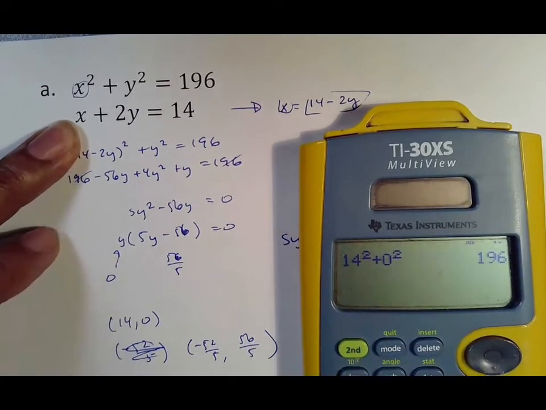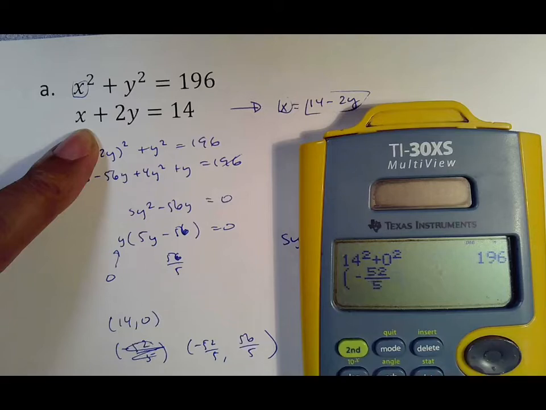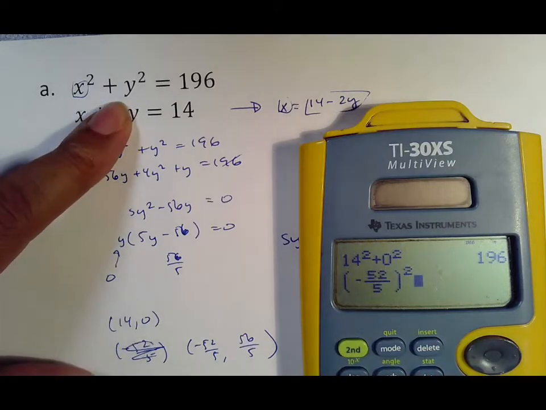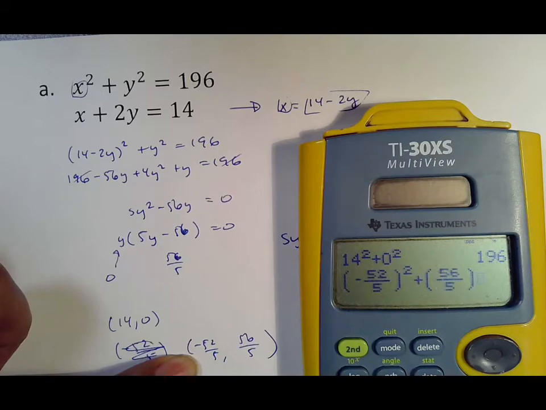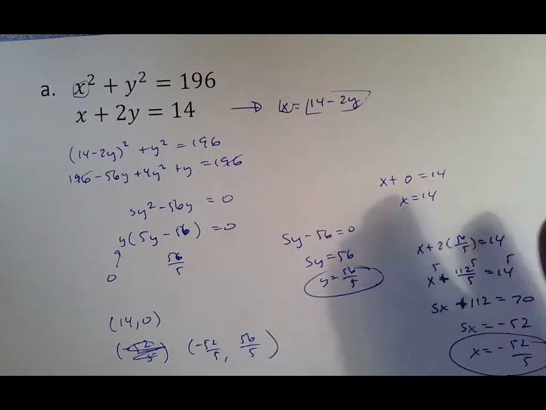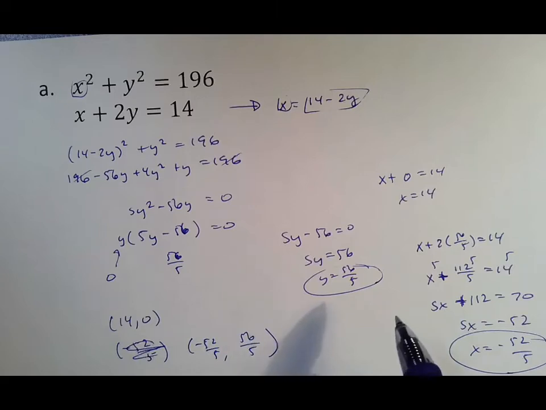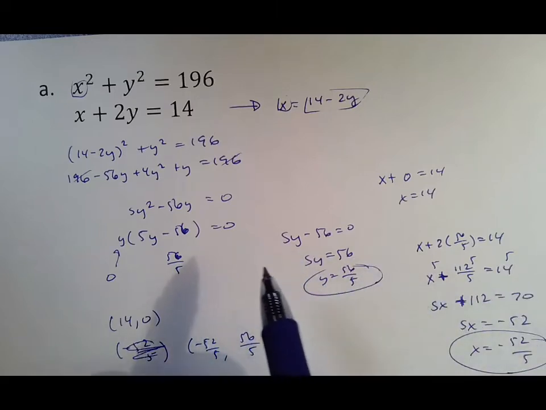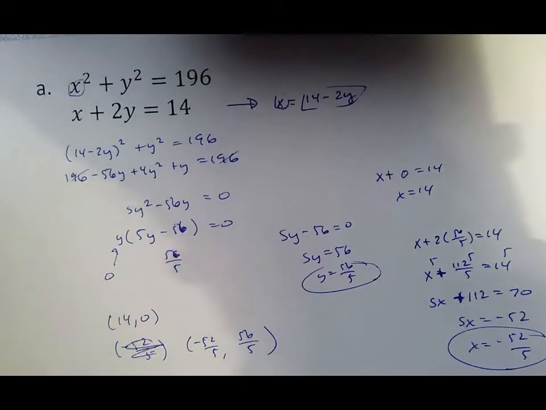On the other one, if we plug in 52 over 5, so parentheses negative 52 over 5 squared plus parentheses 56 over 5 squared. These are just ugly. Again, you really got to just kind of trust it. And knowing me, I probably messed up. Of course I messed up somewhere in there. Okay, let's see. Y was 56 over 5. Give me a second to pause this. I don't want to waste your time on this one.